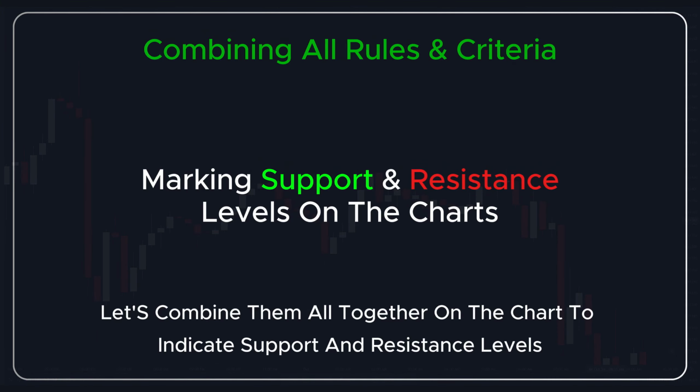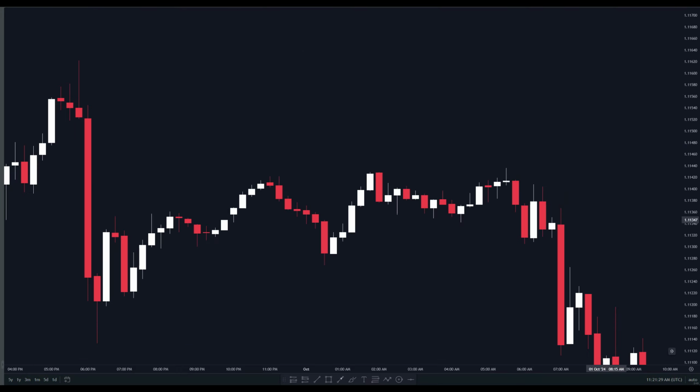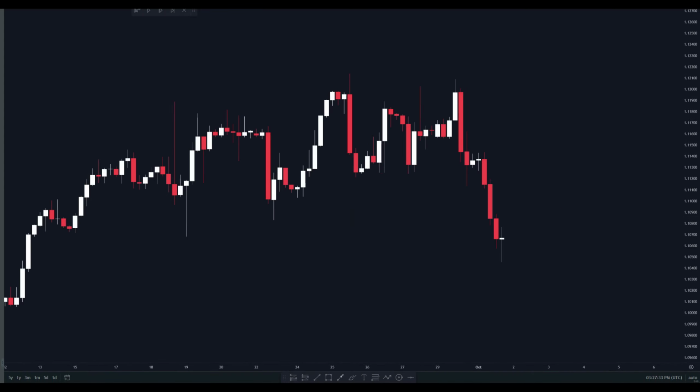Now you have learned all the criteria about support and resistance. Let's combine them all together on the chart to indicate support and resistance levels. Here on the chart, we have this level at the top, where price hit recently, and then bounced back. So we mark this level.